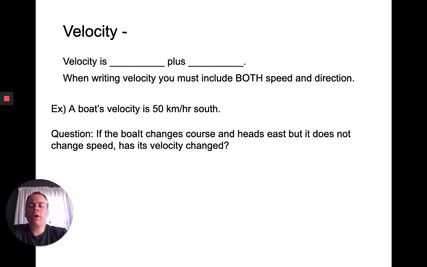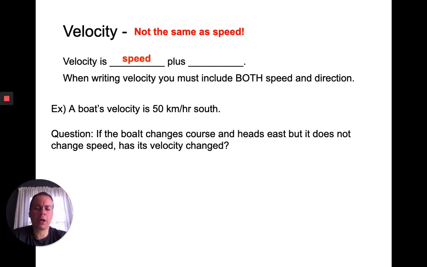Now, when we talk about velocity, in our everyday language, we might use these terms interchangeably, but there technically is a difference. When it comes to physics, the velocity of an object is not quite the same as speed. Velocity includes both the speed that the object is traveling, but also a direction.